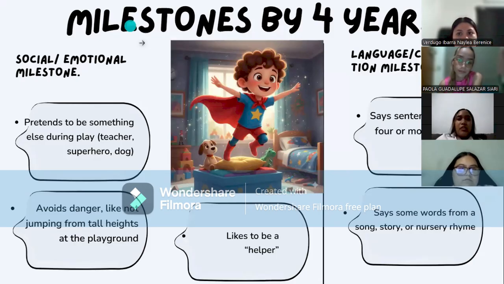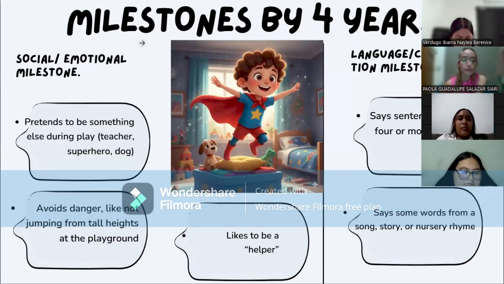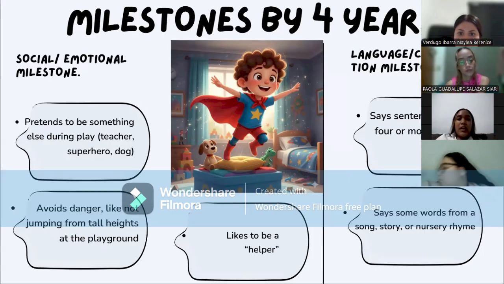Milestones by 4 years. Social emotional milestone: pretends to be something else during play, like a teacher, superhero, or dog; avoids danger, like not jumping from tall heights at the playground; likes to be a helper. Language and communication milestone: says sentences with four or more words and says some words from a song, story, or nursery rhyme.